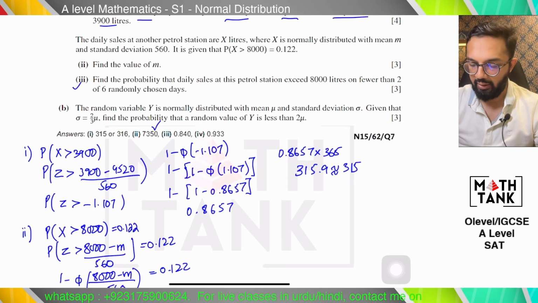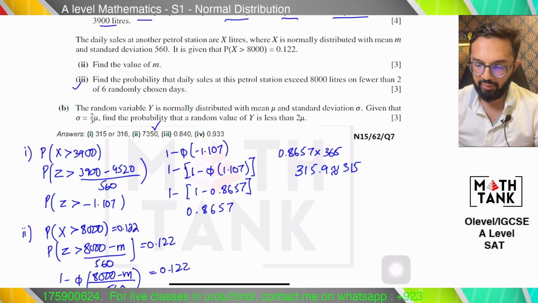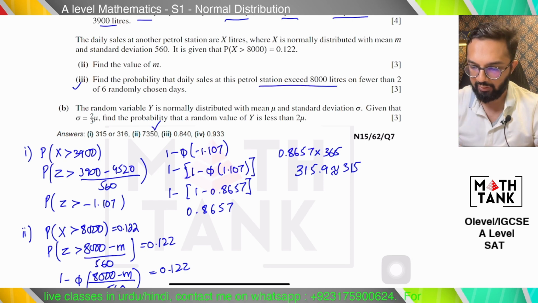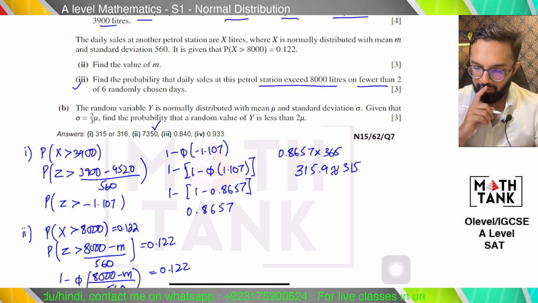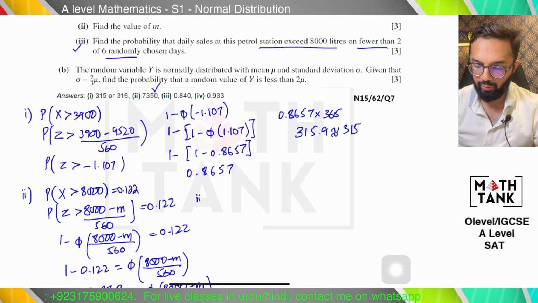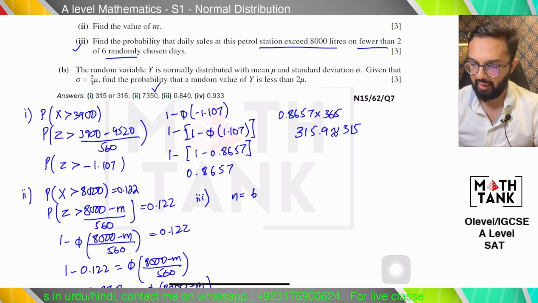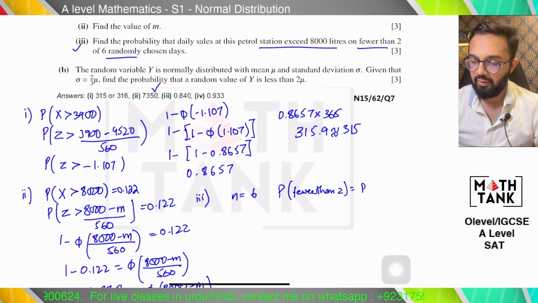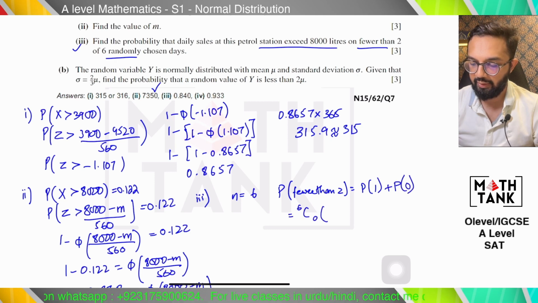Let's look at the next one. It says part 3, find the probability that the daily sales at this petrol station exceeds 8,000 liters on fewer than 2 of 6 randomly chosen days. So now I'm talking about trials. Doing a trial on 6 and I'm asking you for fewer than 2. Okay, so what's fewer than 2? It's 1 and 0. So I'm asking you the probability of 6C0. Let's do 6C1 first.